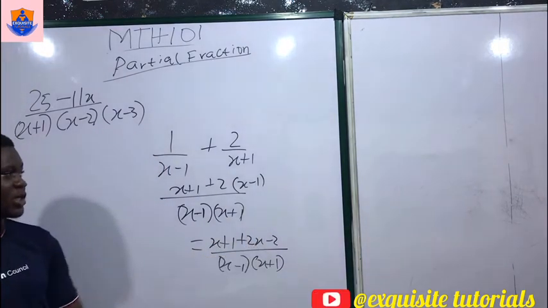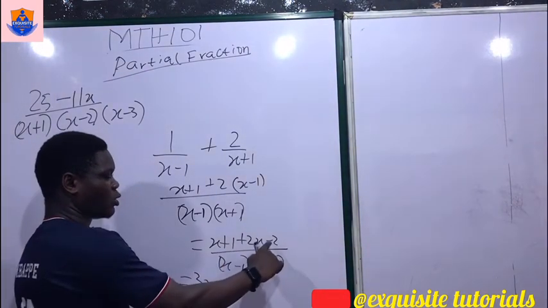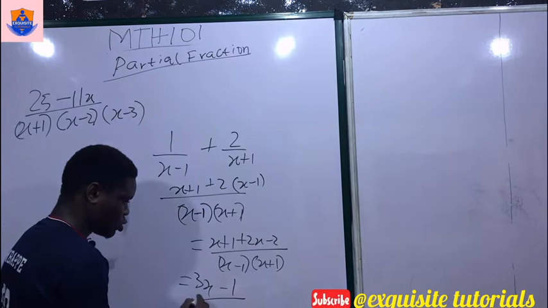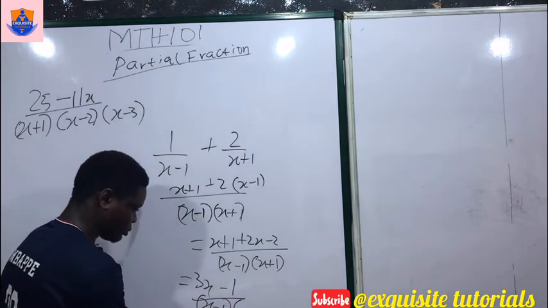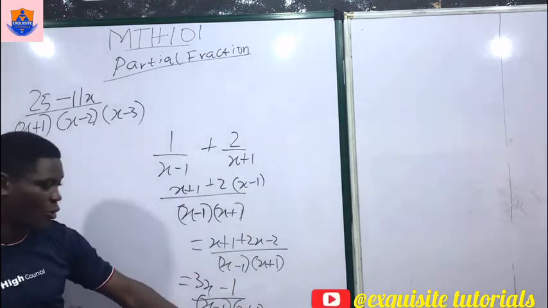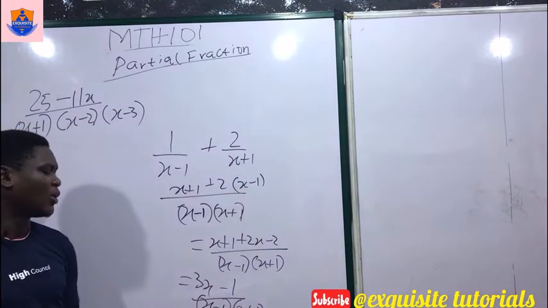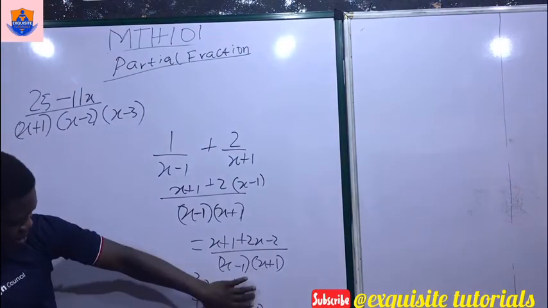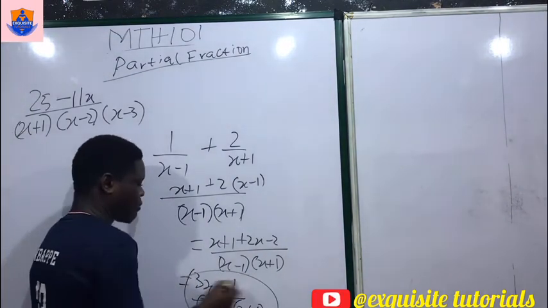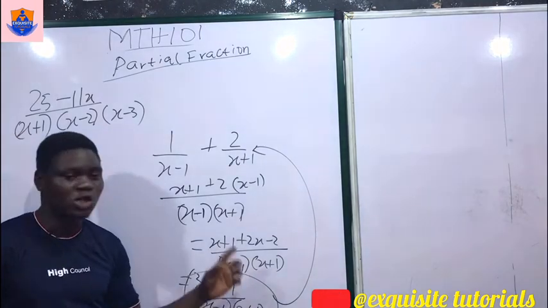X plus 2x, that's 3x. 1 minus 2, that's minus 1. So we've got this. Now you were able to take this to this form. Now how would you take this whole part back to this place? This is what partial fraction is all about.